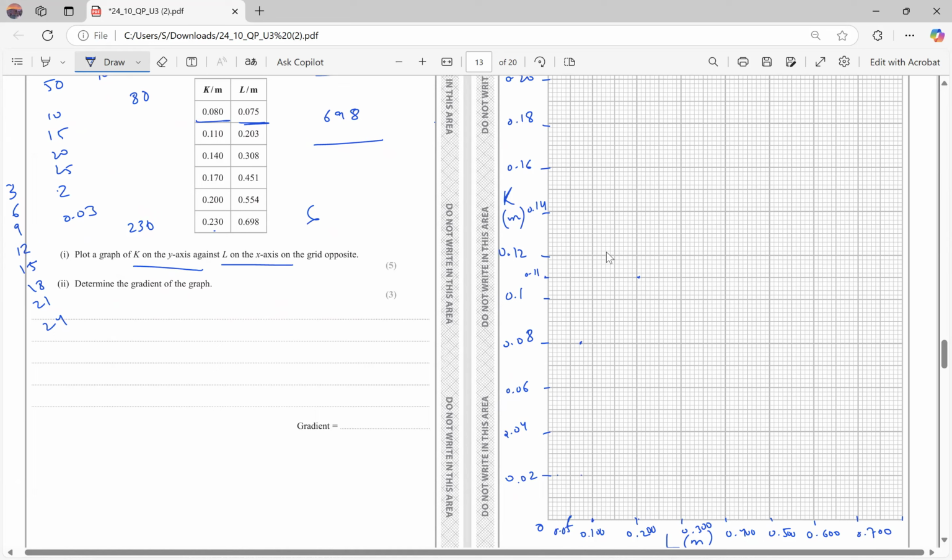0.308. 0.308 again, because the line next to 0.3 is 0.31, so it must be in between the two. So it will be right next to 0.3, somewhere here. And the other point is 0.14. Okay, that's straightforward over here.